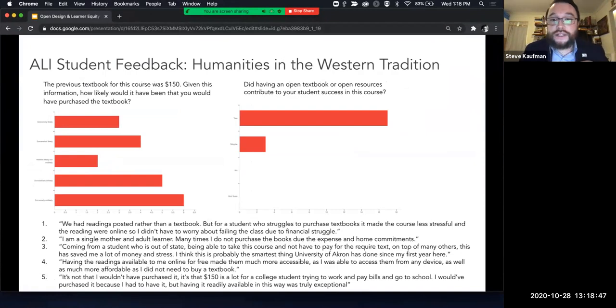For a history, humanities in the Western tradition course, again, same trend. This wasn't even a replacement with a textbook. This was just replacement with OER content. So that was also amazing.